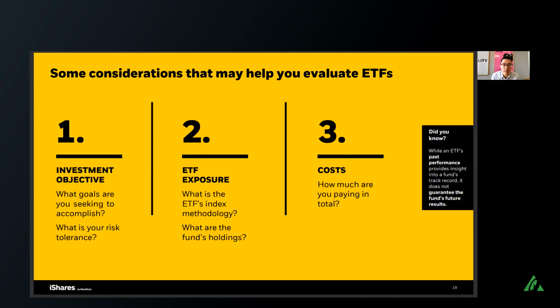Three-step process, if I had to boil it down. I think you start with what is your own investment objective. What goals are you seeking to accomplish? But perhaps most importantly, what's your risk tolerance? How much risk are you willing to bear? And this is often driven by what is your time horizon, right?